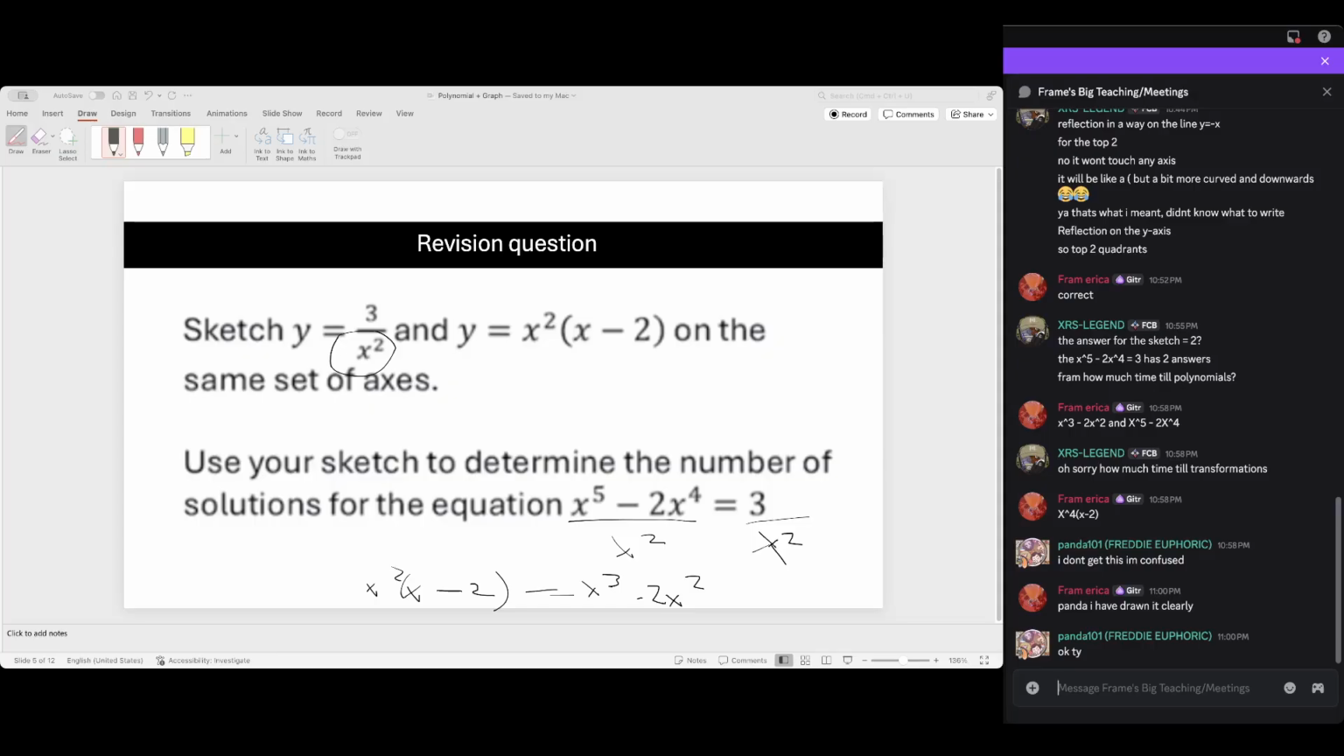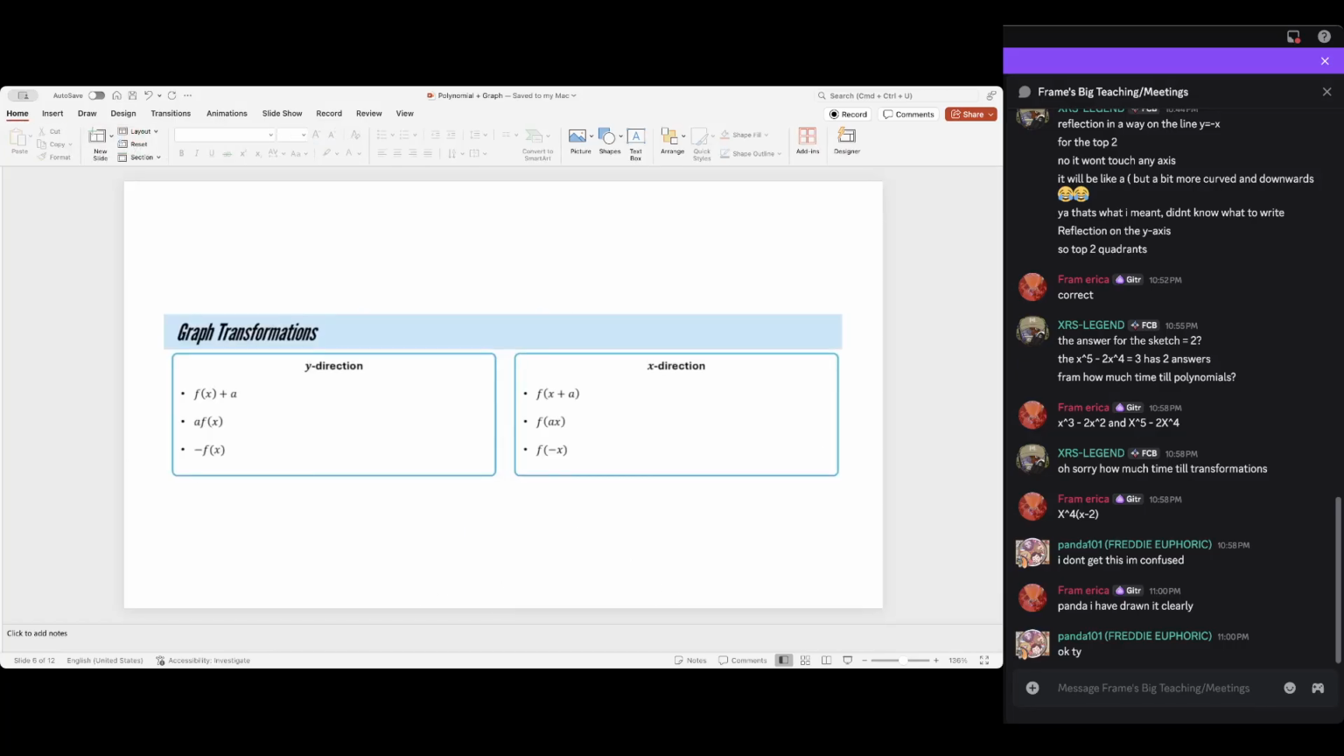And now what we need to do is see the number of solutions, and you can see it using the sketch. So that is correct. Let's move it quickly. Graph transformations, just be quick. You should know them. Let's not keep waiting.